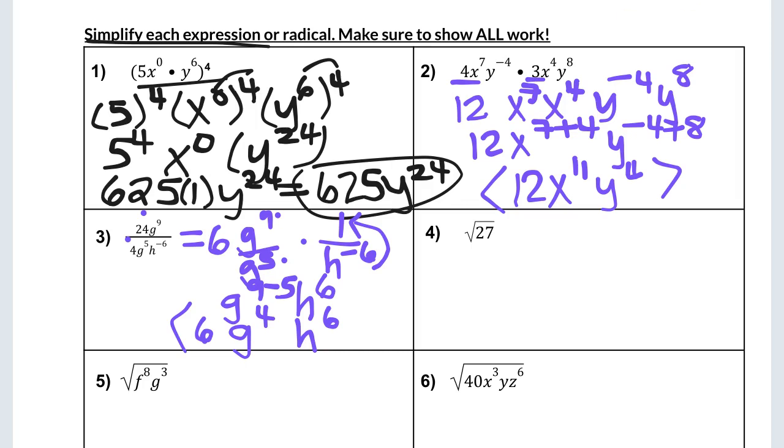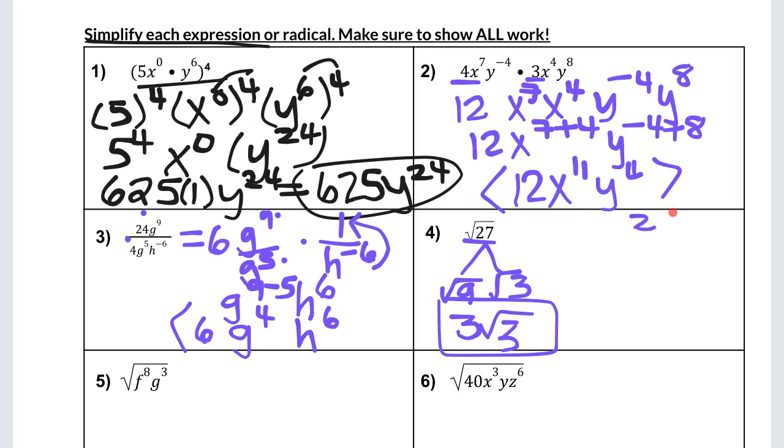Now we move into simplifying radicals. Looking to simplify square root of 27 down into root 9 and root 3. Root 9 being the greatest perfect square that goes into 27, leaving us with 3 root 3.